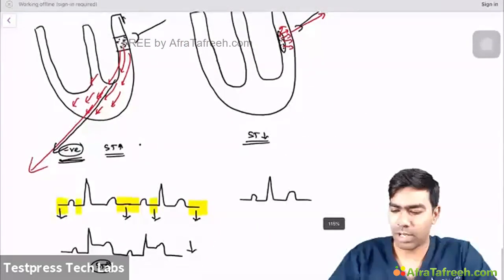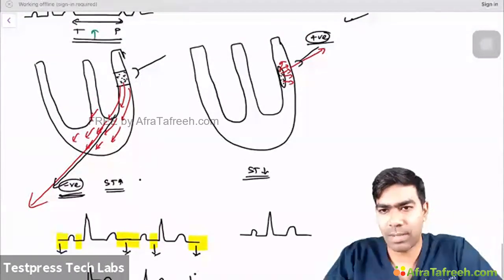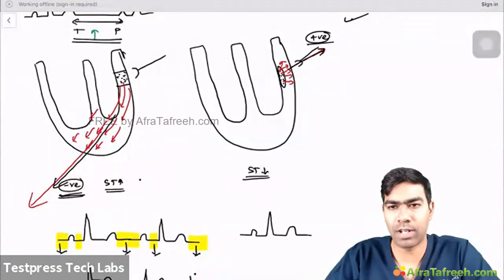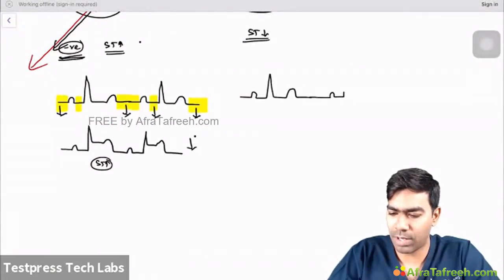What you see in ST depression is very simple. Let us come back to the ST depression. In ST depression, this injury current is going to move towards that particular lead. So at the completed repolarization stage, once again, if I want to draw the completed repolarization, it's going to be somewhere here.